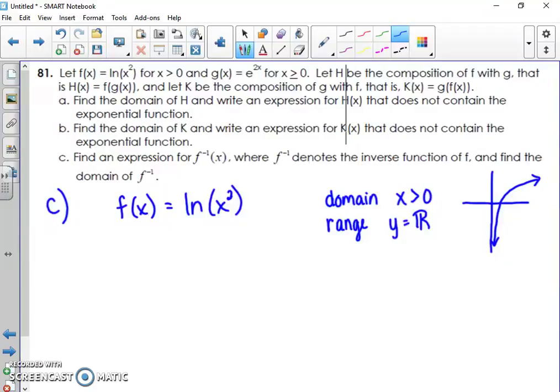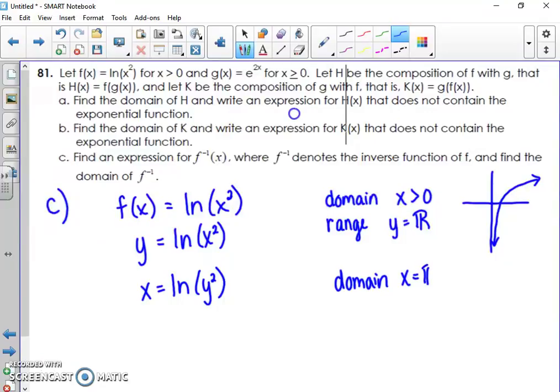So f of x, we're going to replace that with a y. Then we are going to switch our x and y, so we'll have x equals natural log of y squared here. And when we do that, if we think about domain and range, that means our x and y switch there as well. So our domain will now be x equals all real numbers. And our range will be y is greater than 0. So we can see that our domain and our range just switched values here.